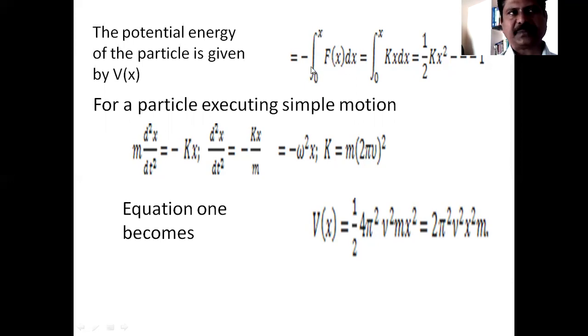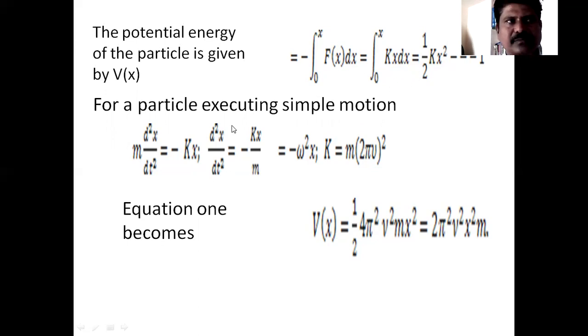into dx. The negative sign is there, but here the value of f of x is k into x, so we substitute that here. The negative sign is already there, so minus into minus becomes plus. So we get kx into dx. k is a constant, so take it outside, and the integration of x into dx is x square divided by 2. So this is the potential energy possessed by the particle while executing simple harmonic motion along the revolving axis.